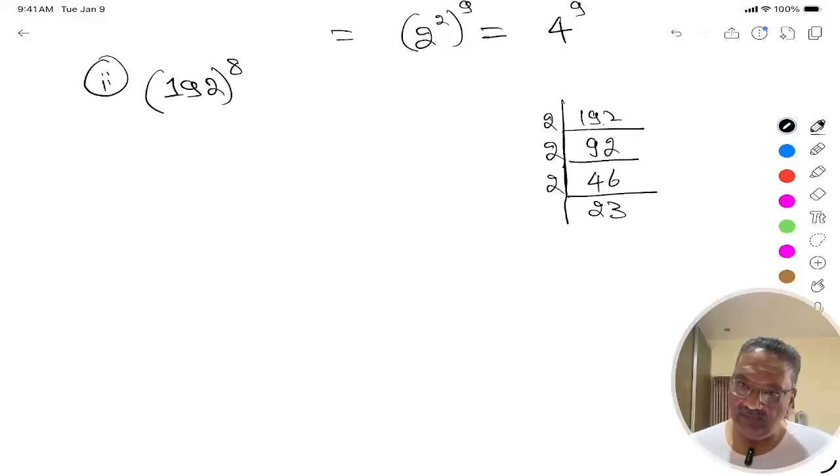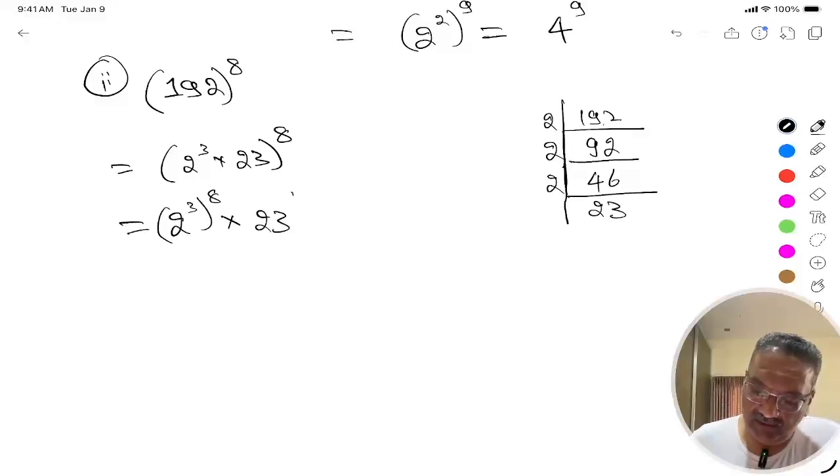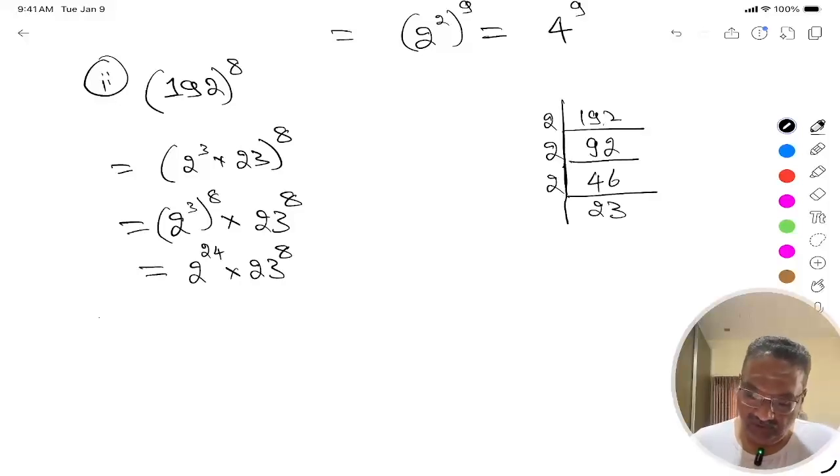Further, 23 you cannot do anything. So we have 192 as 2 to the power of 3 into 23 to the power of 8. This can be written as 2 to the power of 3 to the power of 8 into 23 to the power of 8. You can also write this as 2 to the power of 24 into 23 to the power of 8. This is one way of writing.